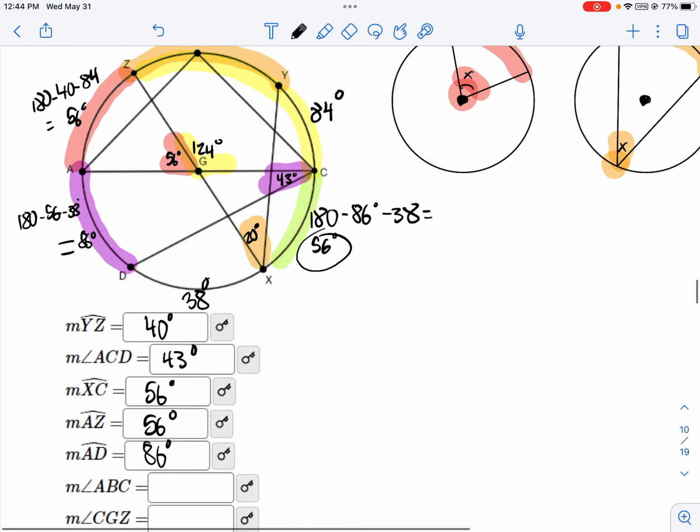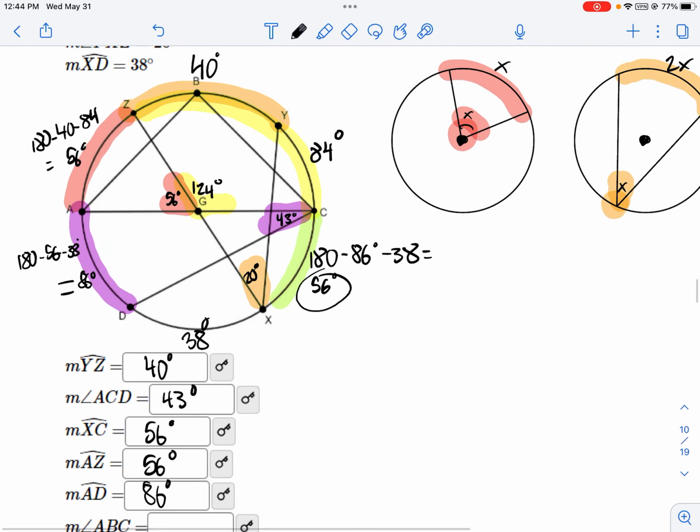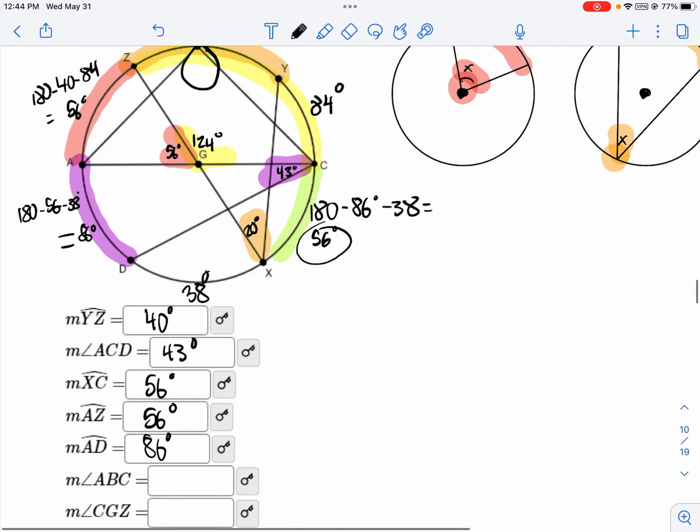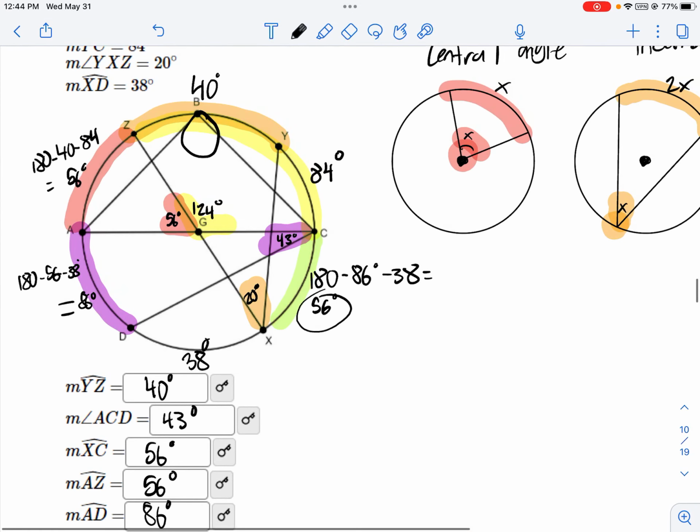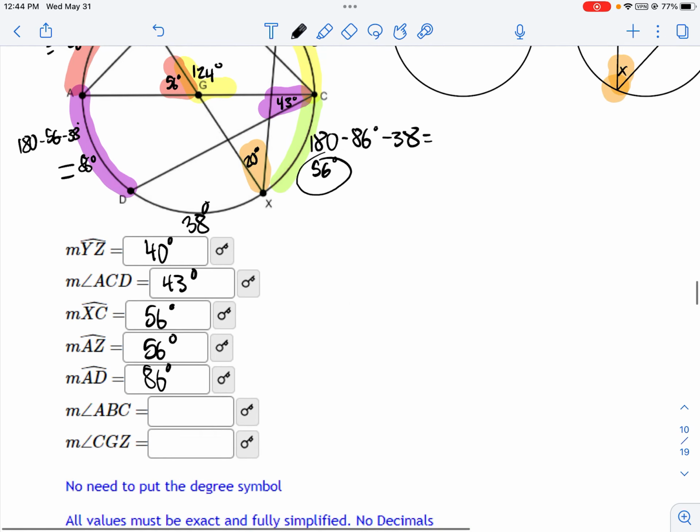And then the measure of angle ABC, so A to B to C, is going to be right here. We haven't found that one yet. We'll hold it for a hot minute. And CGZ is going to be our last one. So C to G to Z, which we found is that yellow angle, 124.